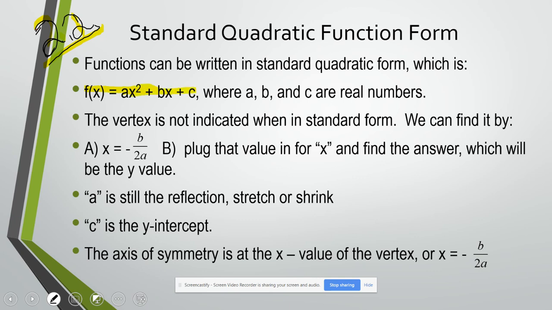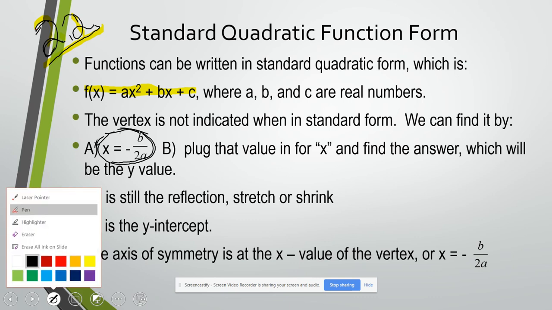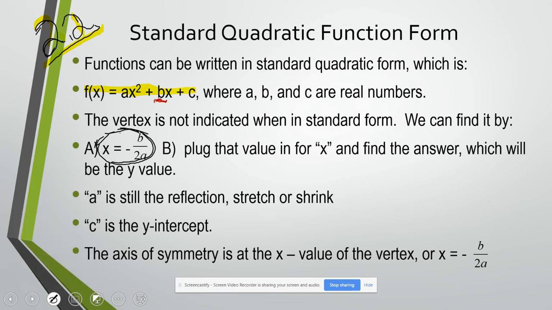And that should hopefully look familiar from all the times that we've been doing factoring and all that in previous classes. So with this form, we can't just look at it and see the vertex. Instead, we have to use a process where we start with an equation. So the first equation we're going to use gives us the x value of our vertex, negative b over 2a, where b is right here in our standard form, and a is right here in our standard form.